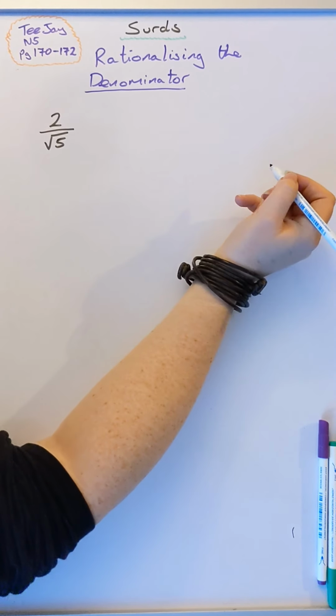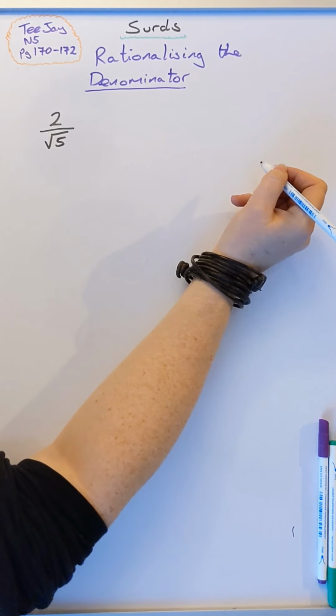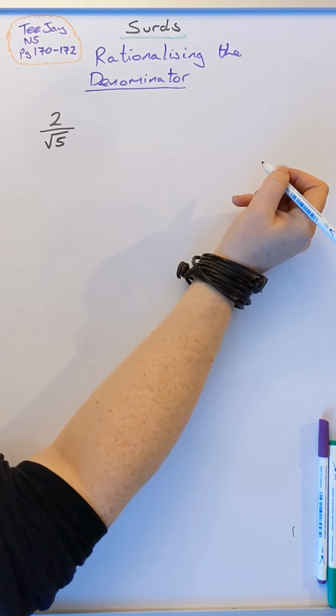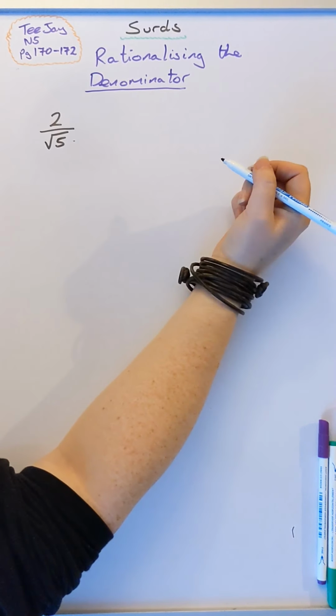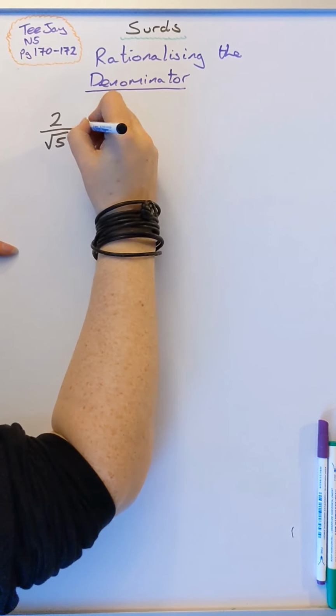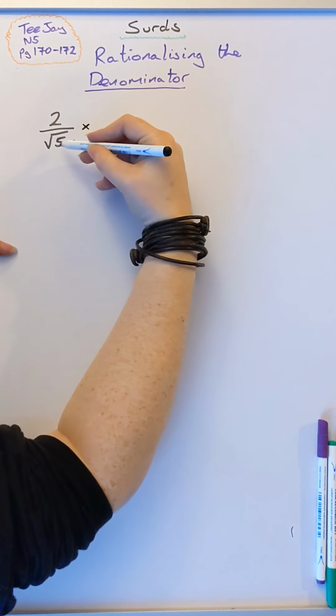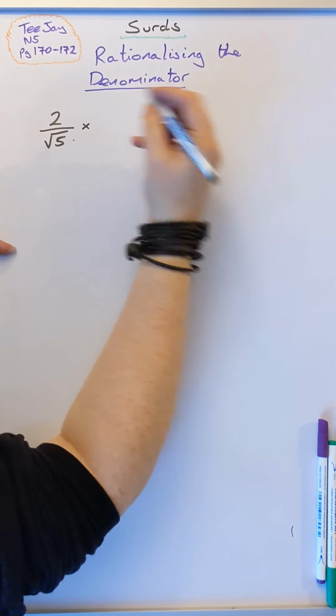So for example, 2 over root 5. We don't like having numbers on the bottom of a fraction that are not whole numbers. And root 5 is not a whole number. So when we get this sort of case, we use what we know about fractions and their equivalents to get us a whole number answer. What I'm going to do is times top and bottom by root 5, because root 5 times root 5 is 5.